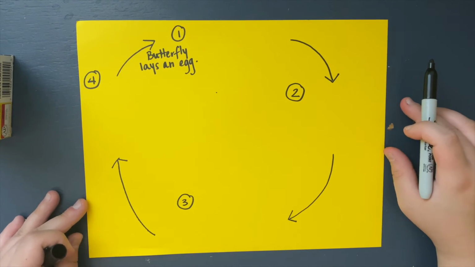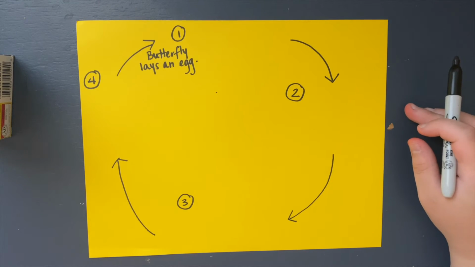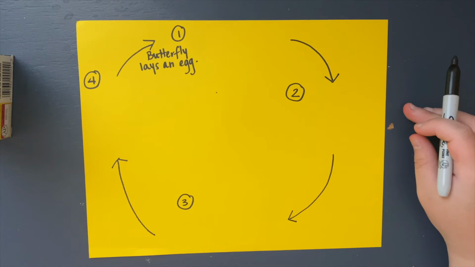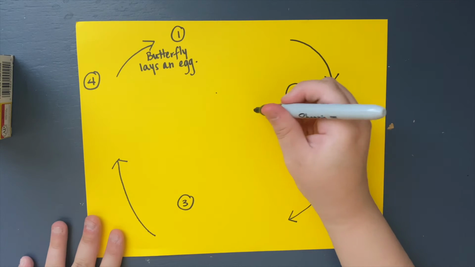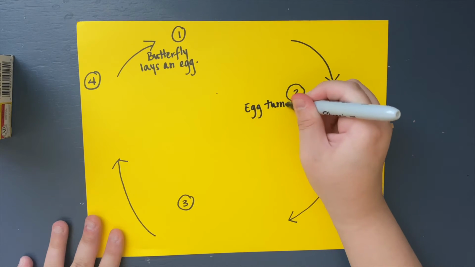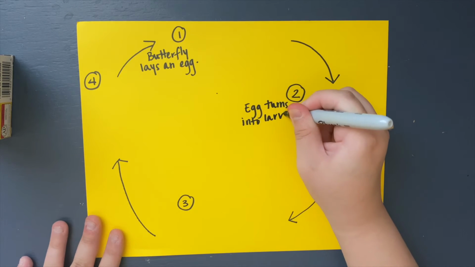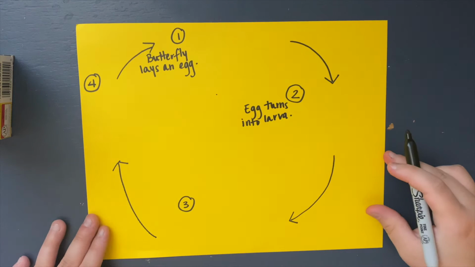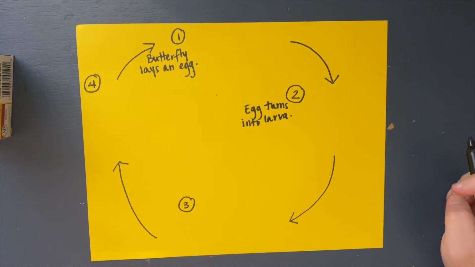And next, do you remember what the second part is? Yes, exactly. So that egg turns into a larva, and that kind of looks like a caterpillar or a worm. So we can write that. Egg turns into larva. And so after the egg turns into a larva, which is kind of like a caterpillar or a worm, what happens next?